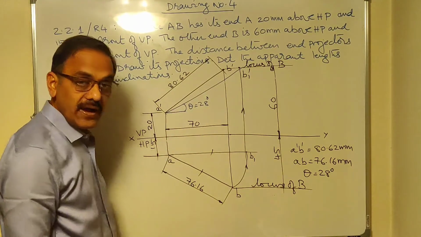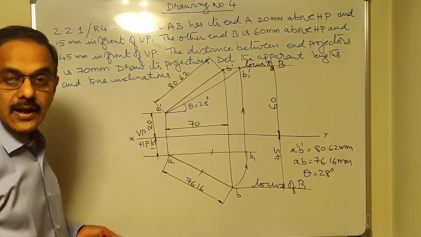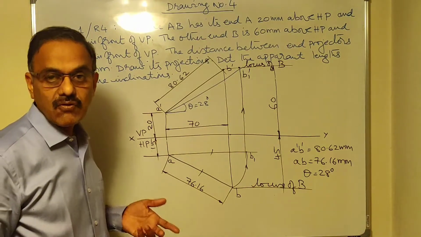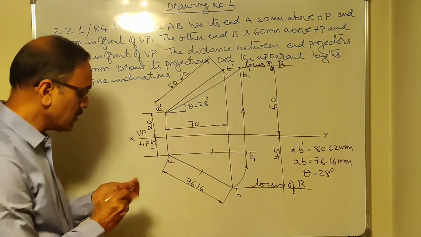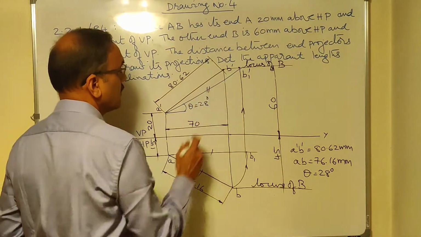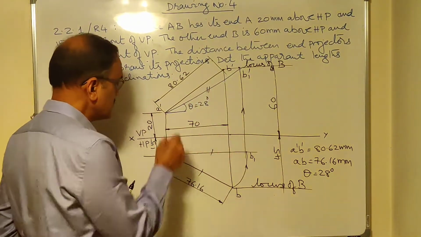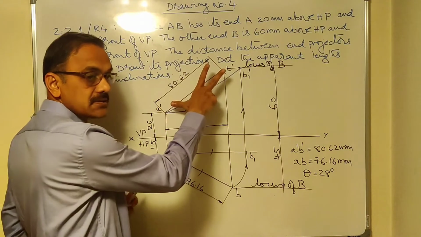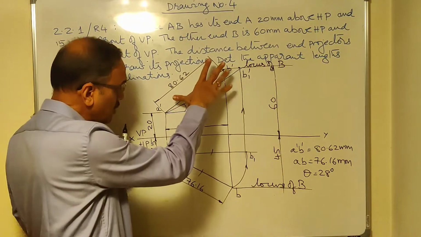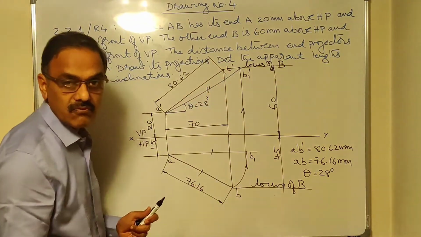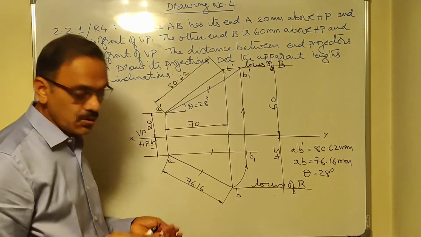Now, getting phi is easy now. Inclination of the line with VP is quite easy because I already got the true length. This is the true length. So you can use your compass, measure the true length with the compass. Whether you draw the true length here or here, it is the same wherever you draw. There is no change in true length.